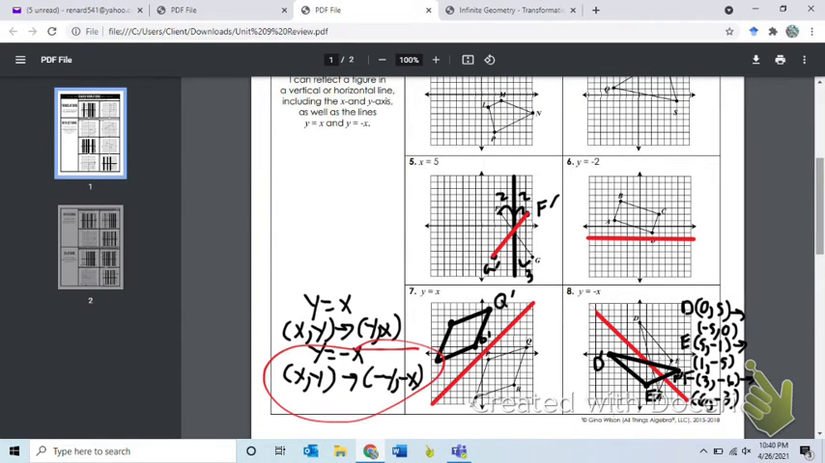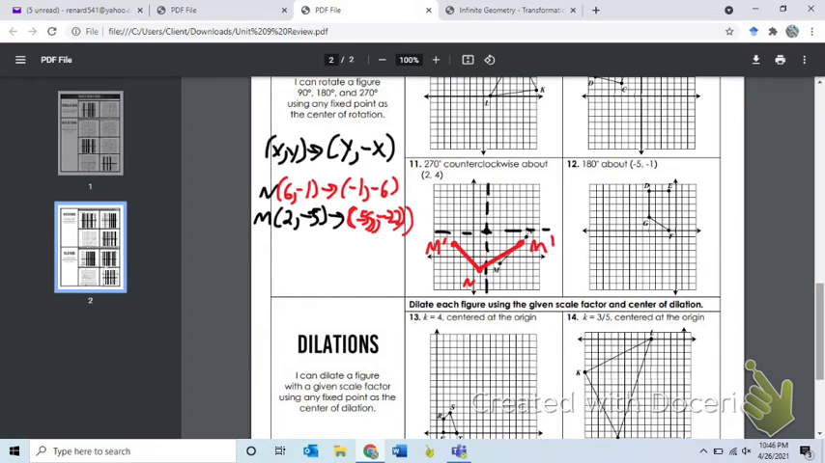So now the last couple that we're going to do, no, wrong button.